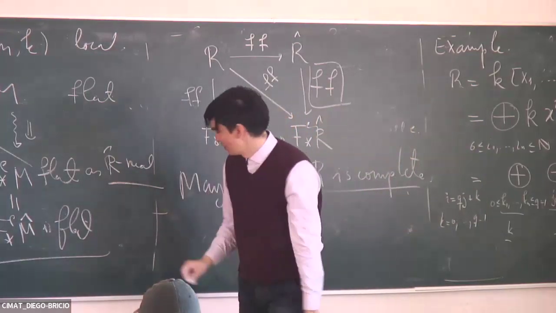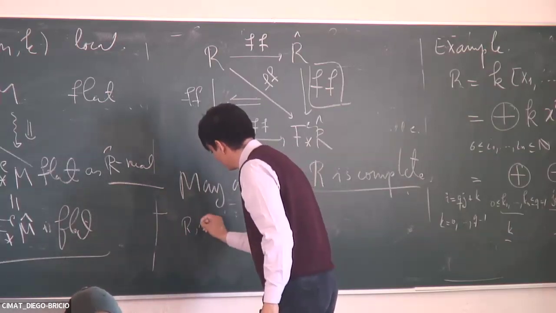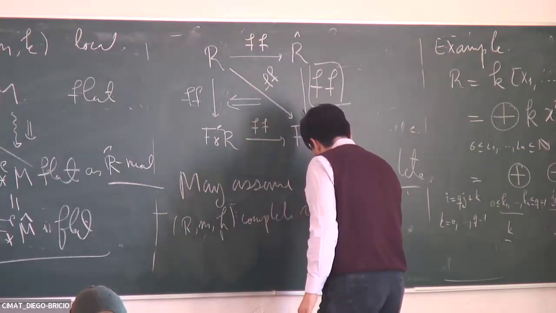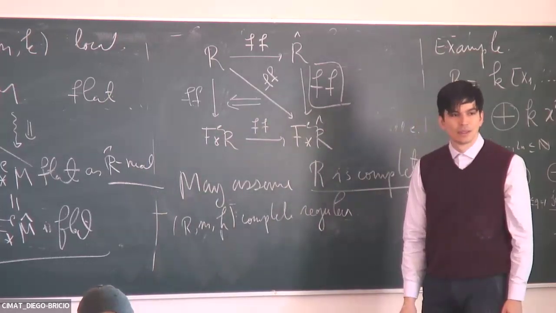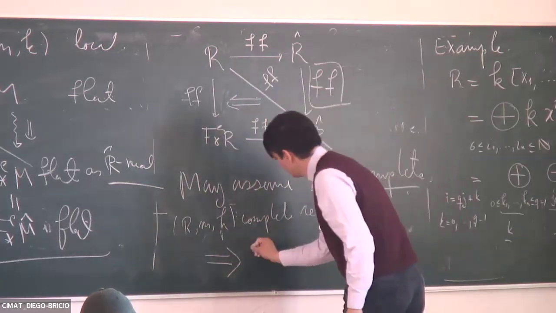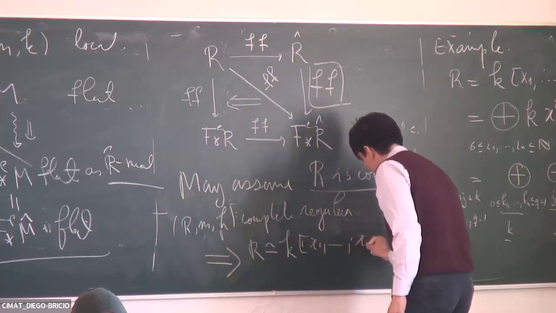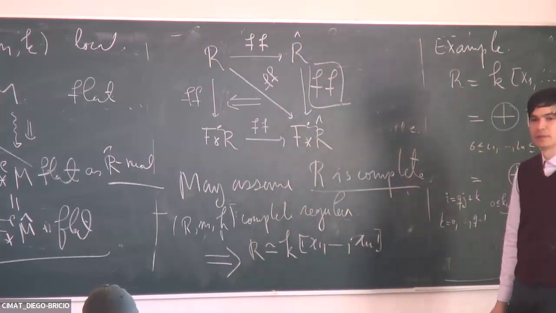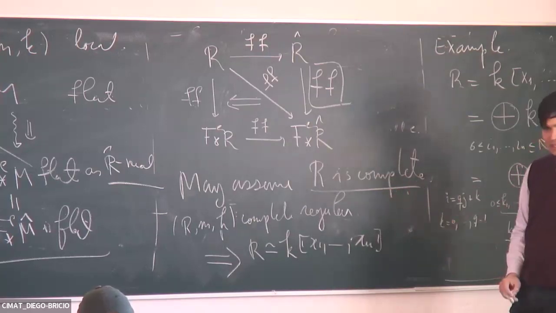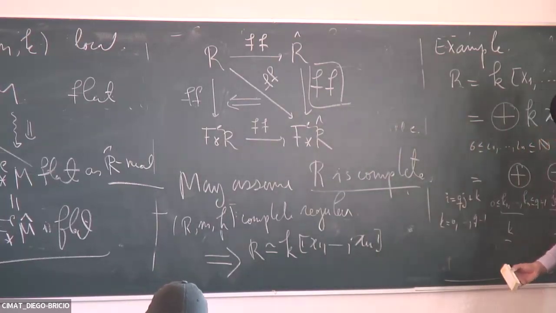The Cohen structure theorem. So if R is complete regular, then it is isomorphic to the power series ring. And similarly to the polynomial ring, one can prove that this has a flat Frobenius. However, I don't think the same proof is going to give you a free basis. You only know that Frobenius is flat.